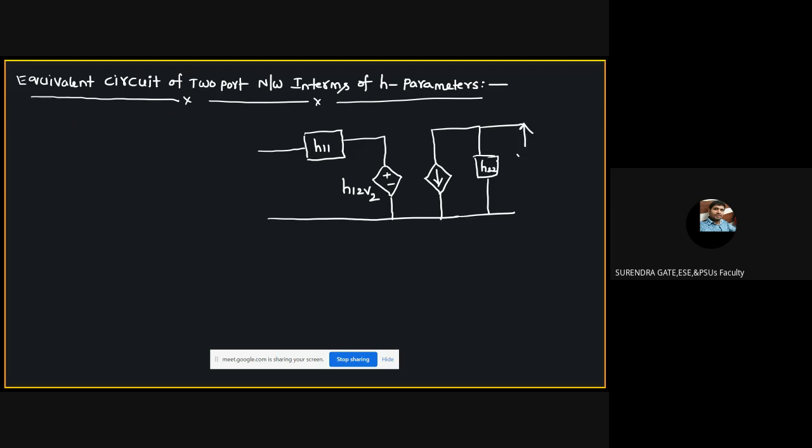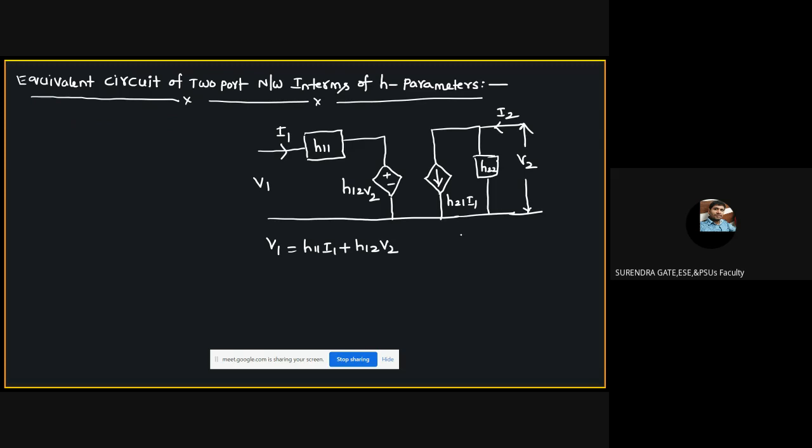This is V2, and this is I2. Then what is this one? H21 I1. And this is V1. Then how do we write V1 equal to, students? H11 I1 plus H12 V2.